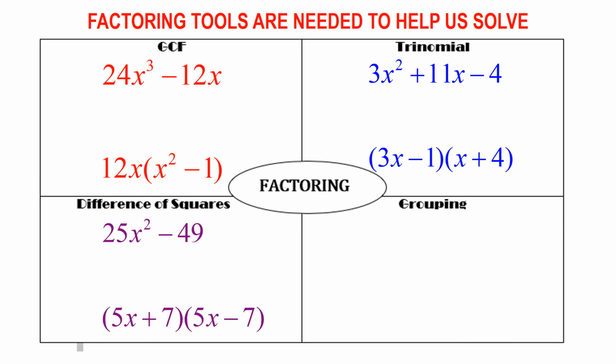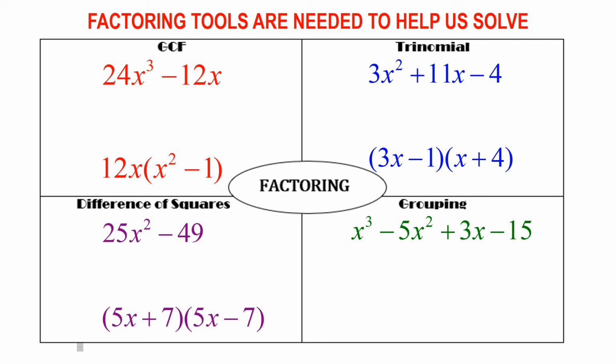So far, these should be your 3 answers for GCF factoring, trinomial factoring, and difference of squares factoring. And now we have one more example with factoring by grouping. So factoring by grouping. For that, we have the example x cubed minus 5x squared plus 3x minus 15.